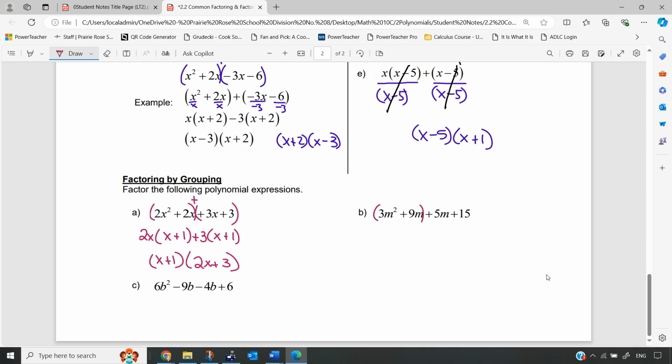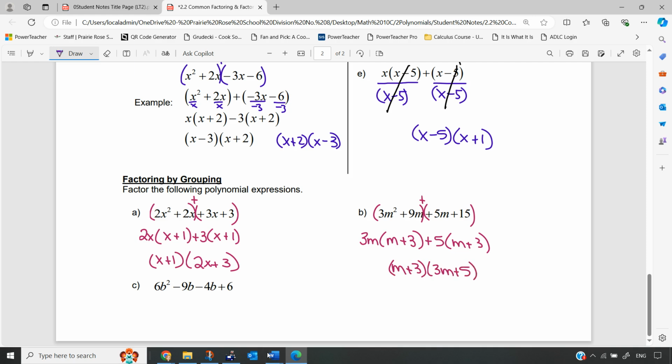I'm going to bracket my first two terms, bracket my last two, and put that plus sign. In my first bracket, I have 3m squared plus 9m, so my GCF is 3m. That's going to leave me with m plus 3. In my second bracket, my GCF is positive 5. Notice I'm writing that positive sign. And my leftovers are m plus 3. Once again, I'm on the right track because my brackets look the same. So my GCF is m plus 3, and my leftovers are 3m plus 5.